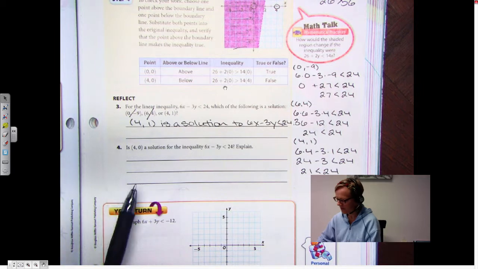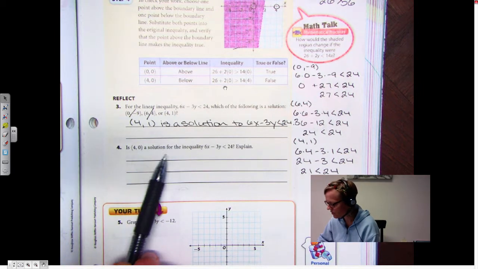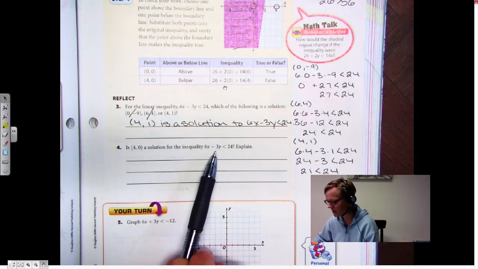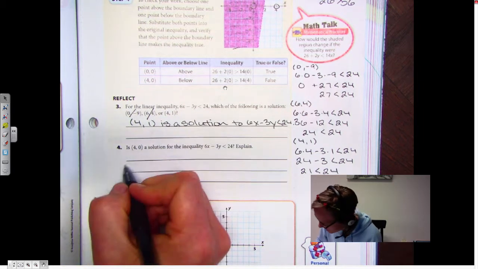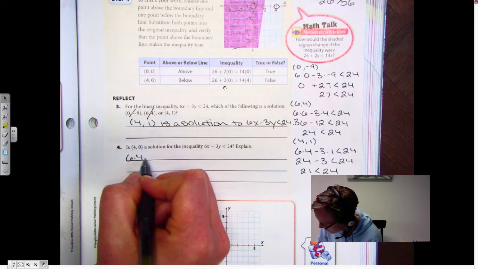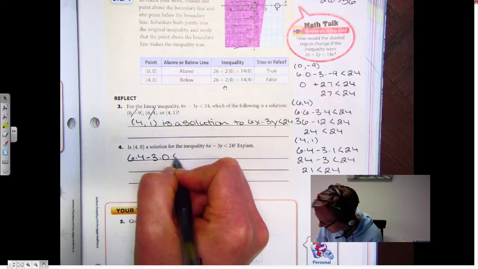Okay. Number 4, is (4, 0) a solution for the inequality 6x minus 3y is less than 24? Explain. Let's check. 6 times 4 minus 3 times 0 is less than 24.